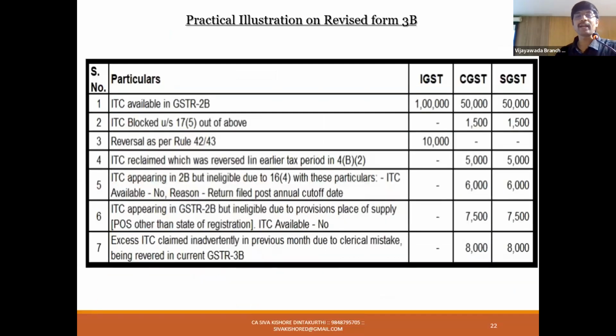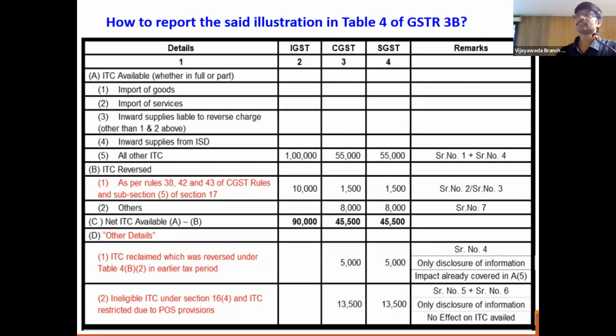What about this 7,500 and 6,000 each? The 7,500 plus 6,000 of CGST, SGST put together, 13,500, directly travels to 4D2.